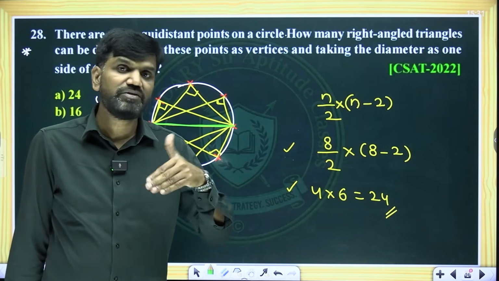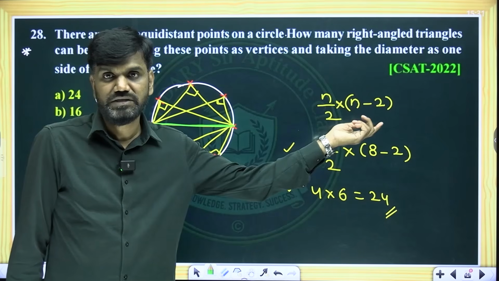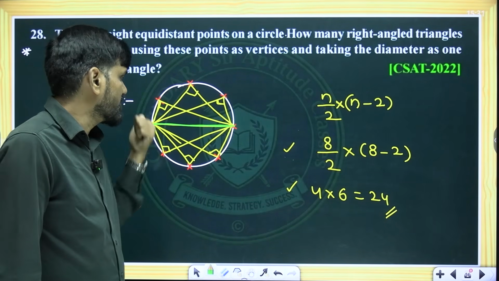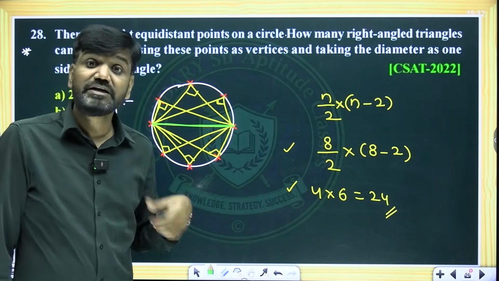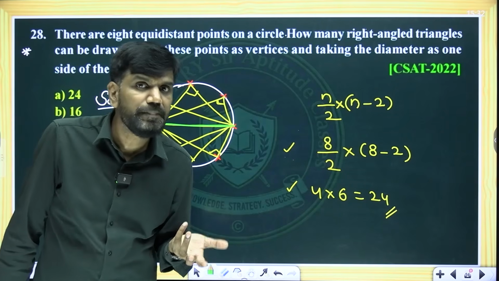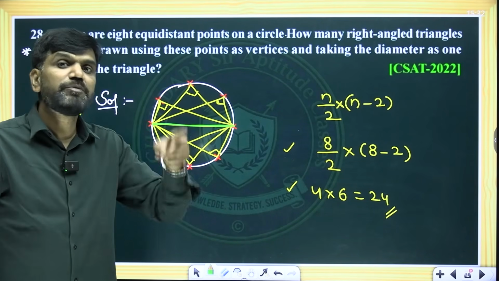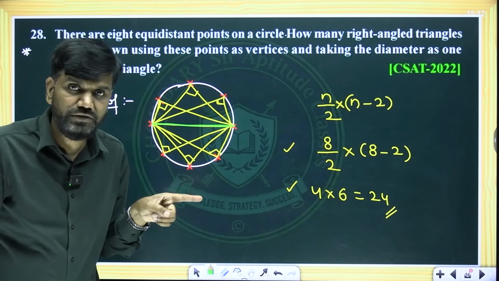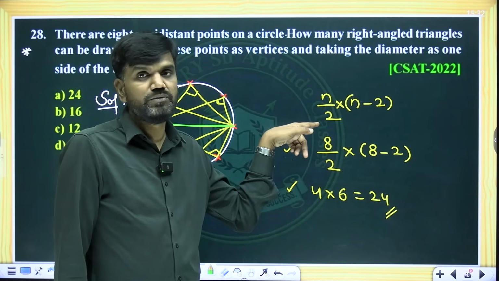So for every diameter, you will get n minus 2 triangles. Because 8 points are there, now keeping aside these 2 points, you are getting how many right angle triangles here? 6. Like that, for every diameter, you will get 6 triangles. How many diameters are going to come? As there are 8 points, every pair of opposite points will give you a diameter. So number of diameters will be n by 2.